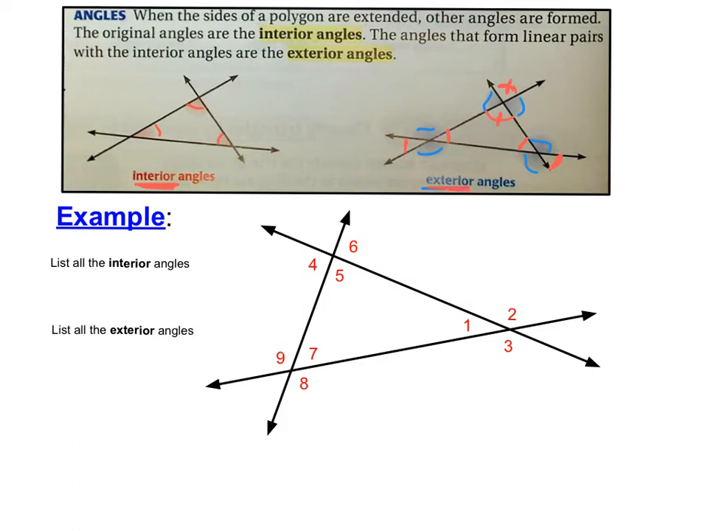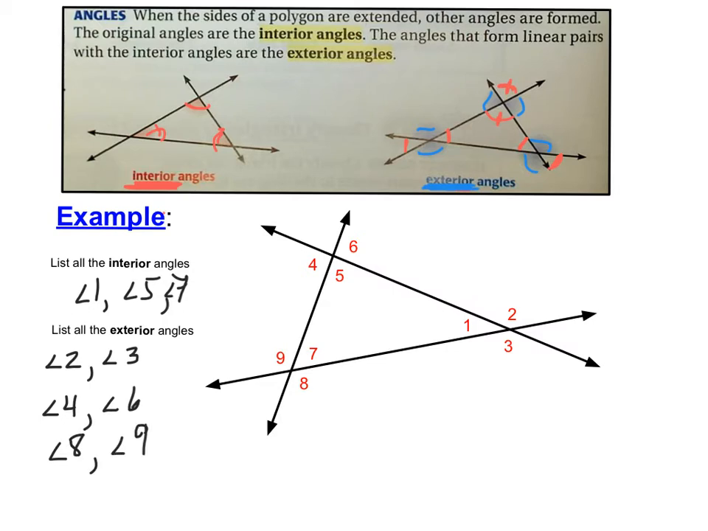So the blue angles are the exterior angles, while the red angles inside are my interior angles. So down in this example below, my interior angles would be angle 1, angle 5, and angle 7. My exterior angles would be angle 2, angle 3, angle 4, angle 6, angle 8, and angle 9.